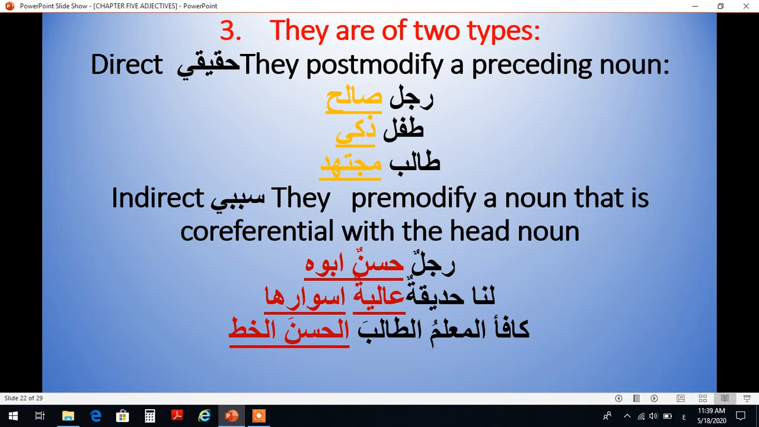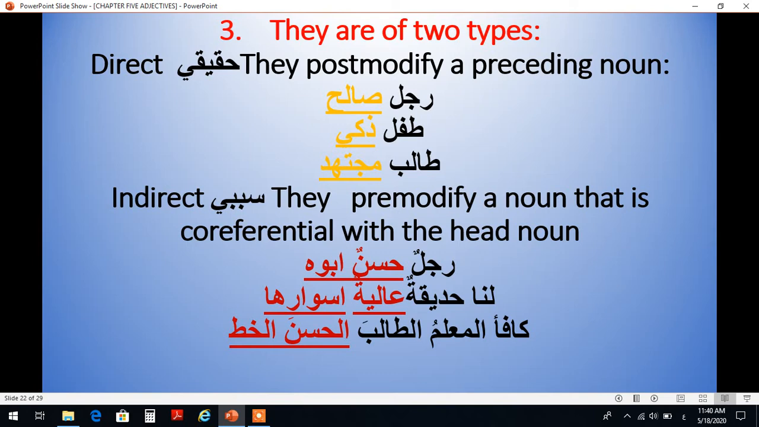أو حين نقول لدينا حديقة عالية أسوارها. حديقة هي الهيد نون، هي الاسم الأساسي في الجملة. عالية هي الصفة، وأسوارها جاءت كلمة عالية لتصف كلمة أسوارها، وكلمة أسوارها هنالك علاقة تربطها بالاسم الأساسي في الجملة اللي هي حديقة. والدليل على وجود علاقة هي الضمير ها يعود على حديقة. إذن هنالك علاقة ما بين الاسم الذي تصفه الصفة عالية والاسم الأساسي في الجملة وهي كلمة حديقة.